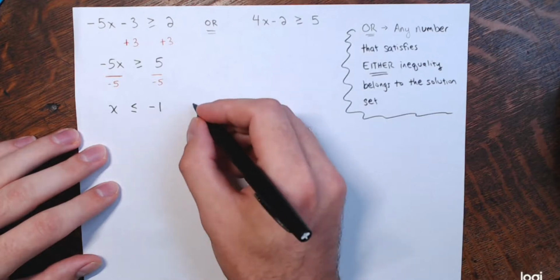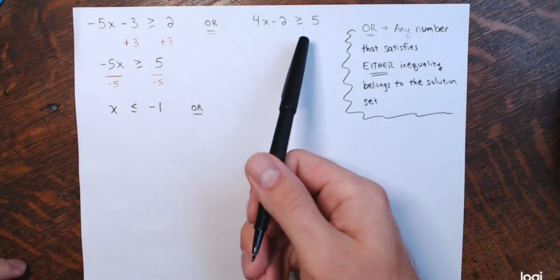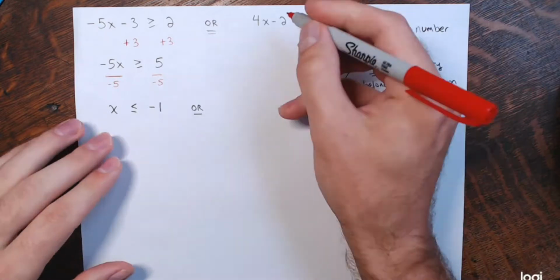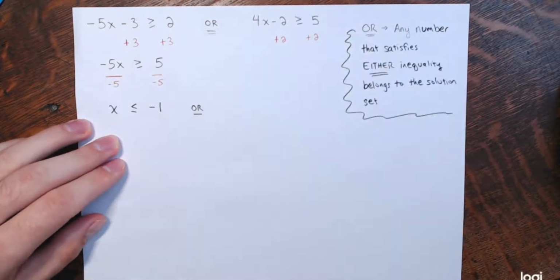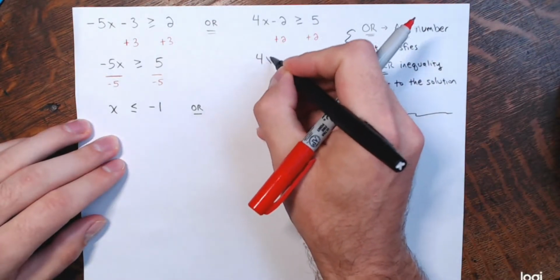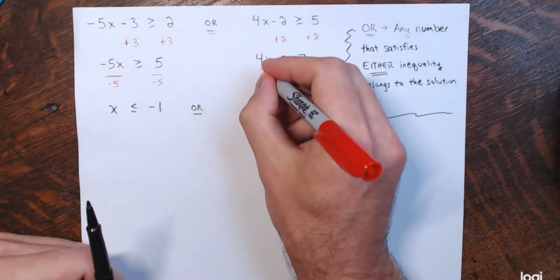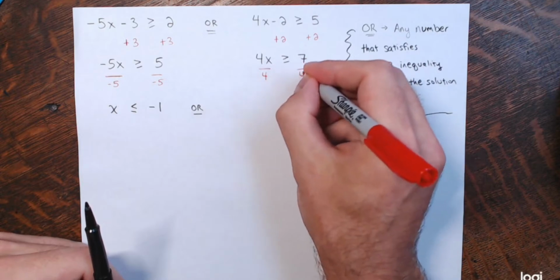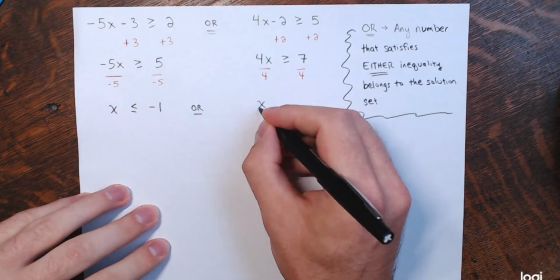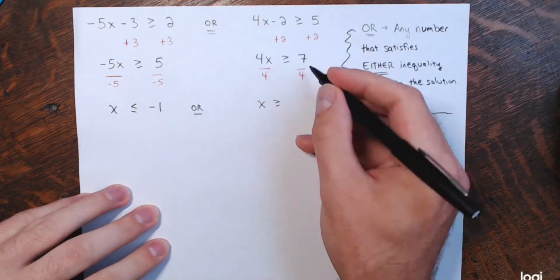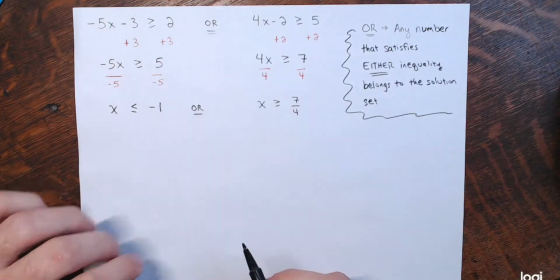And again, the word or connects these, so or. Then I solve the second inequality the same way. I add 2 to both sides, and that gives me 4x on the left is greater than or equal to 7 on the right. Then I divide both sides by positive 4. That's a positive number, so the symbol doesn't change. So x is still greater than or equal to 7/4, and that fraction doesn't simplify any further.